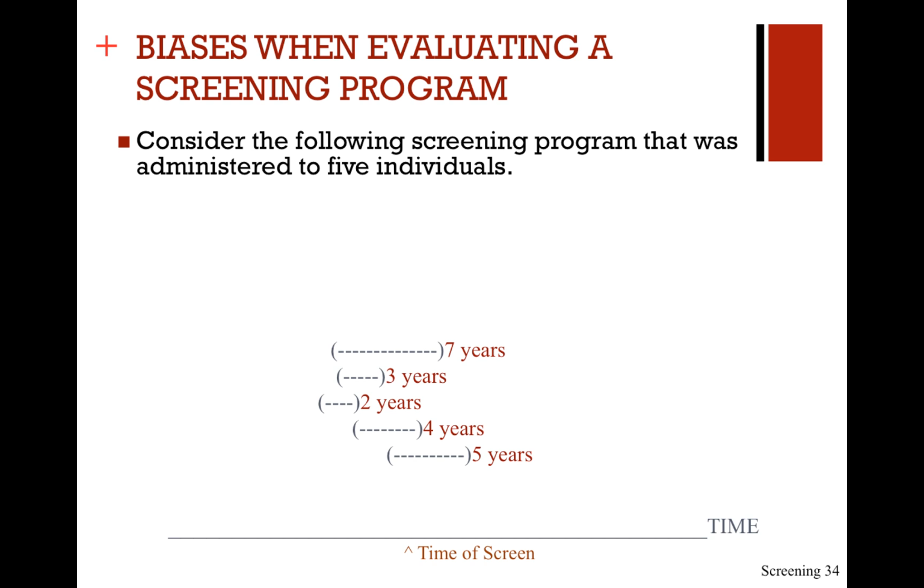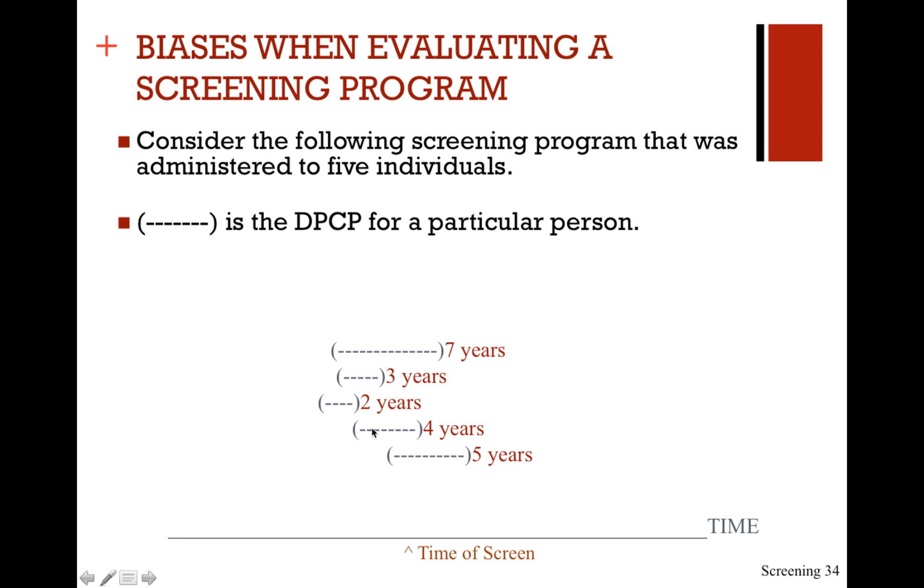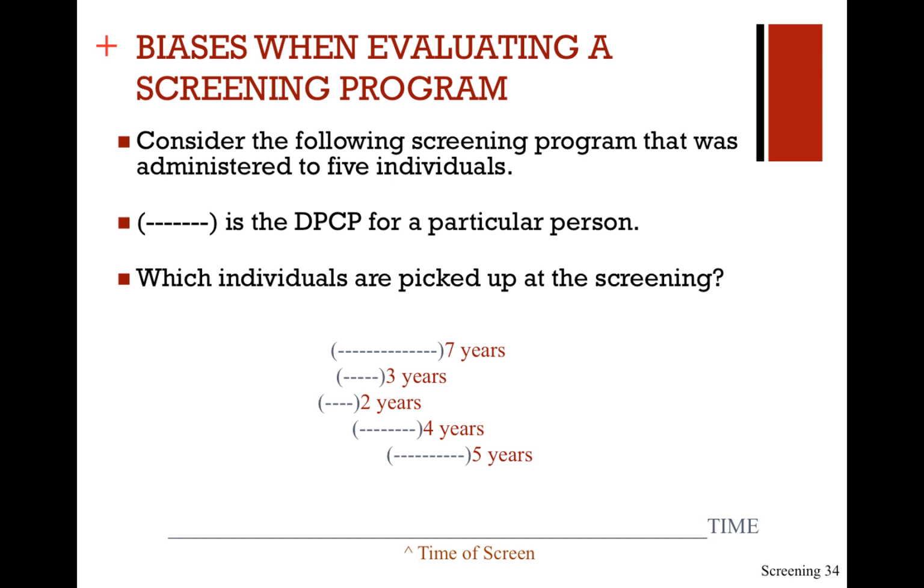So let's say we have a program administered to 5 different people for screening at this particular point in time. And this is the detectable preclinical phase, or the survival time, however you look at it, for each individual. So who's going to be picked up at screening really depends on the time of the screening as well as the disease. These 2 individuals who clearly have more aggressive forms of the disease aren't going to get picked up by screening, right? They have a lower chance. Individuals with a less aggressive form of the disease and a longer detectable preclinical phase are more likely to be picked up.